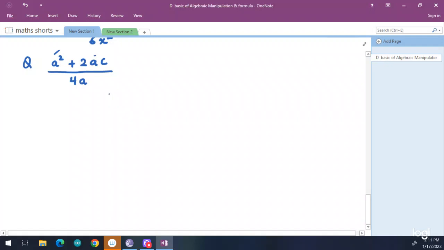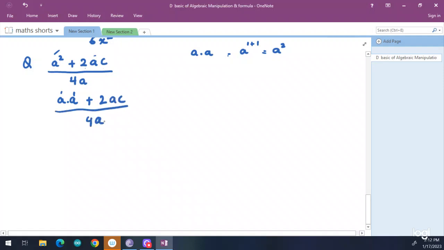So what you need to think about is whether there is anything common in these terms, like here is a square and here is 2ac. You can see here we have a dot a, because a dot a means a to the power 1 plus 1. It means a square. So you can write it in this way so that you have an idea what you can take as common.